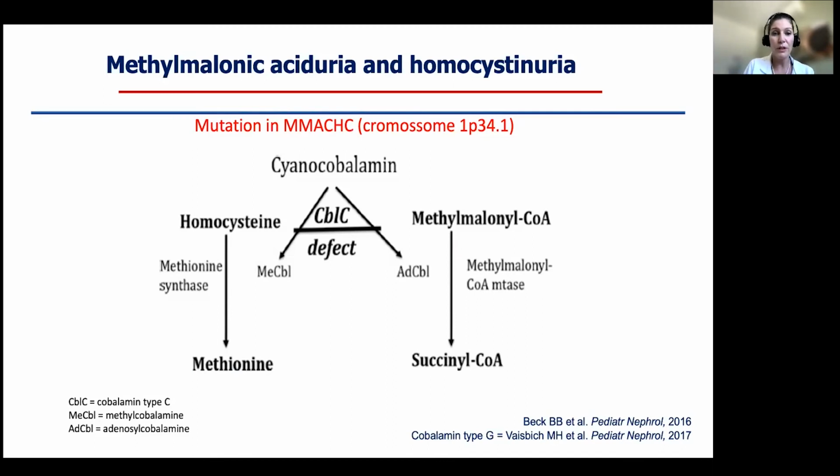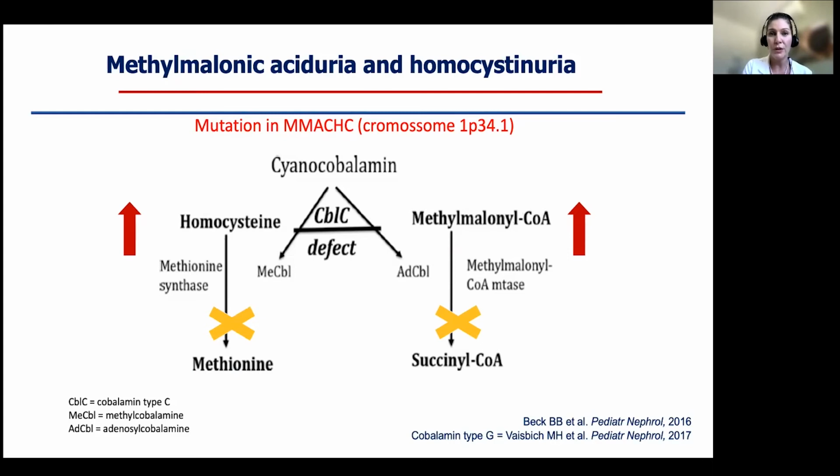This happens because there is a defect in the enzyme that converts homocysteine and methylmalonyl coenzyme A, and therefore these two substances are highly elevated in the blood and they are procoagulant. So you change to a procoagulant state and this can lead to the TMA.